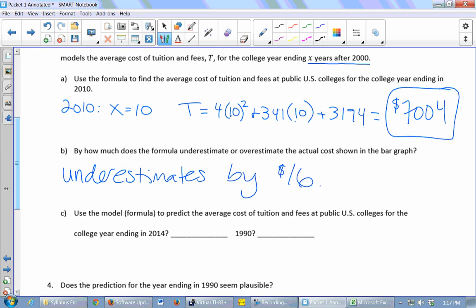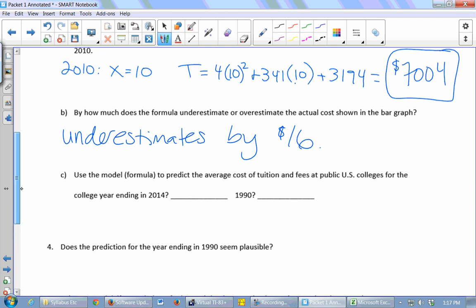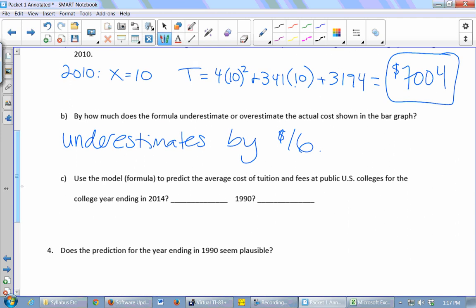Okay, so the model's prediction was $16 too low. All right, so now I'm going to use the model, which is the formula, to predict the average cost of tuition in 2014, which is going forwards into the future, and then 1990, so I'm going to go back into the past. So for 2014, what am I going to plug in for X?